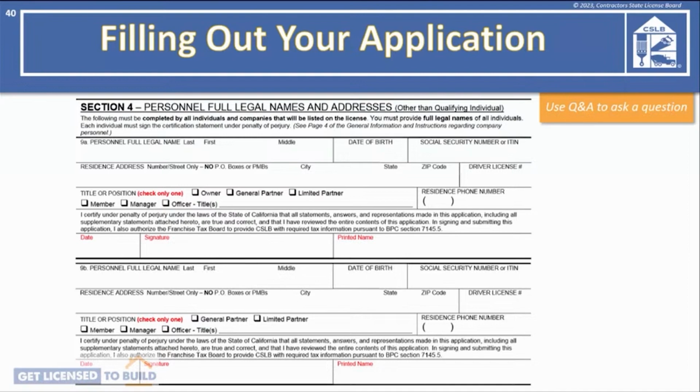For corporations and LLC, every person who is an officer, responsible manager, or member, or director of a corporation or limited liability company shall be listed on the application as a member of the personnel of record for the license. All personnel that will be listed on the license must sign the application in Section 4.